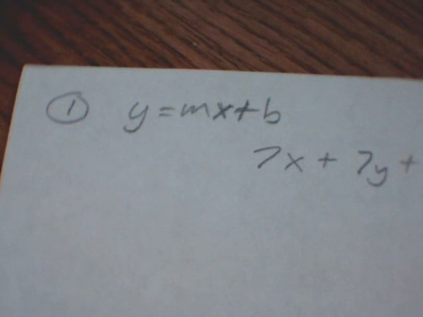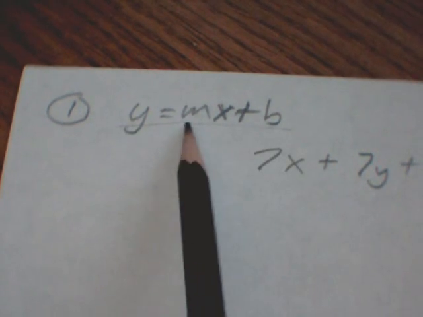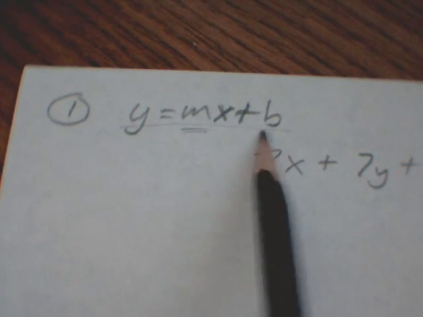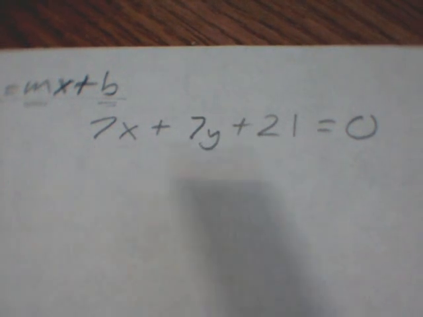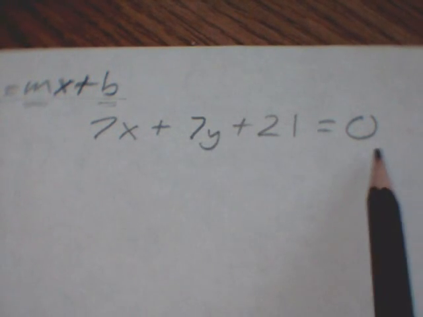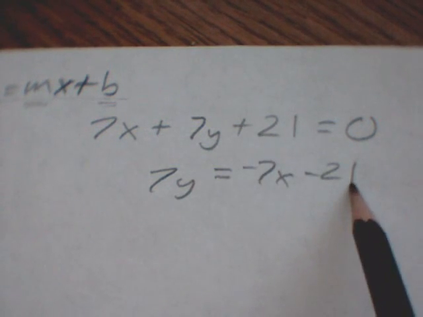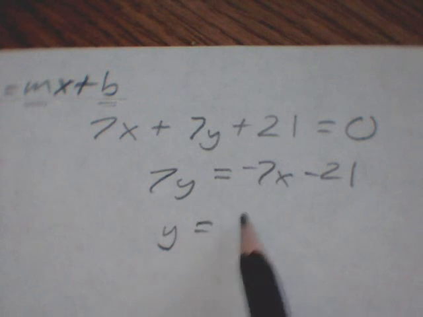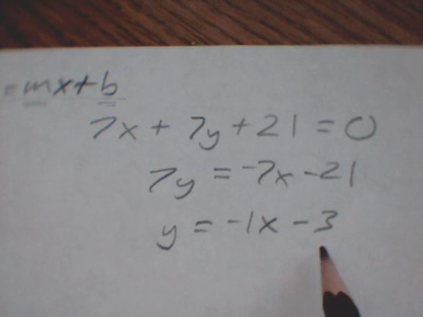So for example, question number 1 asks you to put an equation in y-intercept form, or slope-intercept form rather. Here's the slope, there's the y-intercept. If you have an equation that looks like this, I just made one up, you want to move everything that's not related to y to the other side of the equation, so you get 7y equals negative 7x minus 21. Divide both sides by 7 and you get y equals negative 1x minus 3. So you see that the y-intercept is minus 3 and the slope is minus 1.